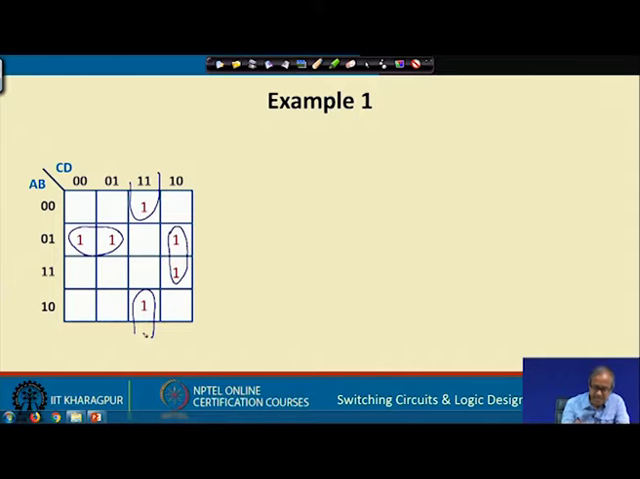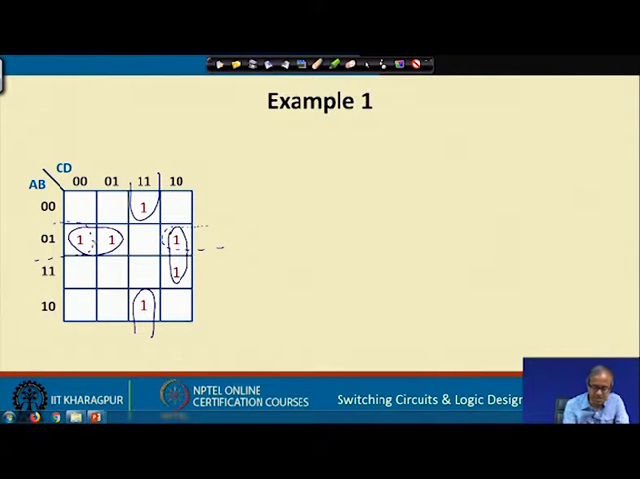Now, one thing you see, this is also a cube, I am showing it dotted, this and this. You can also make a cube out of this, but this is not required because I have already covered all the true minterms with these 3 cubes. So, I do not require this cube anymore. This will be my best solution, the minimum number of cubes covering all of them. If I consider this dotted cube also, it will not make it minimum, it will be even one more.